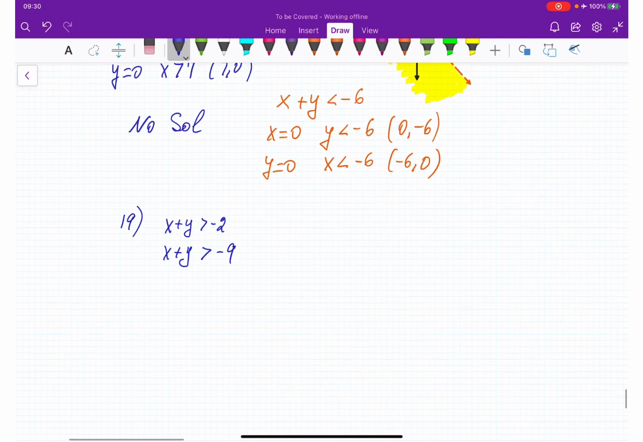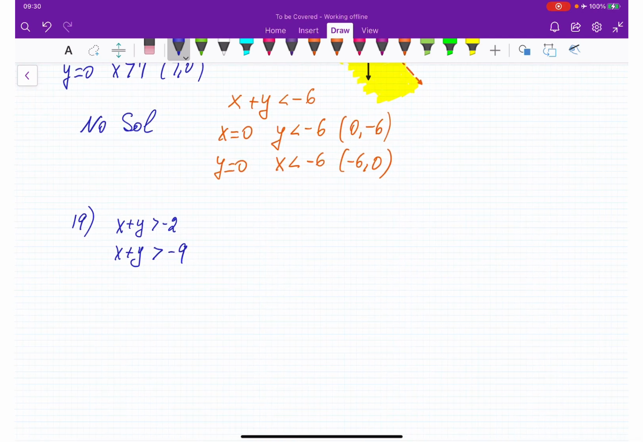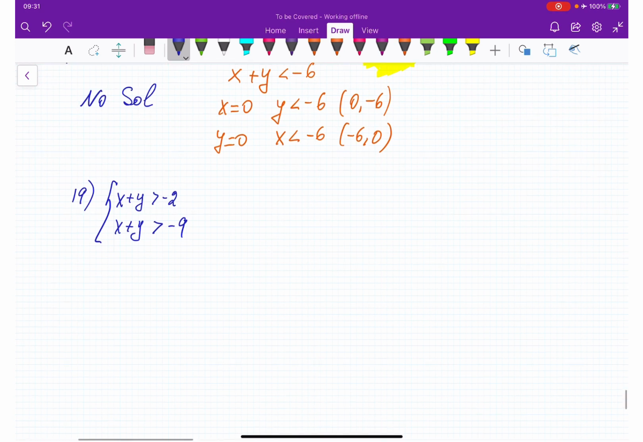Let's move to this one. Now this is gonna be a different story. Same x plus y. One is coming at more than negative 2. The other one is coming more than negative 9. Guess what's gonna be the solution? The one that's more than negative 2. Because negative 9 is smaller. That's where greater than negative 2 will not participate. But as negative 9 grows all the way to negative 2, then from there they will go together, right? Okay, let's graph it.